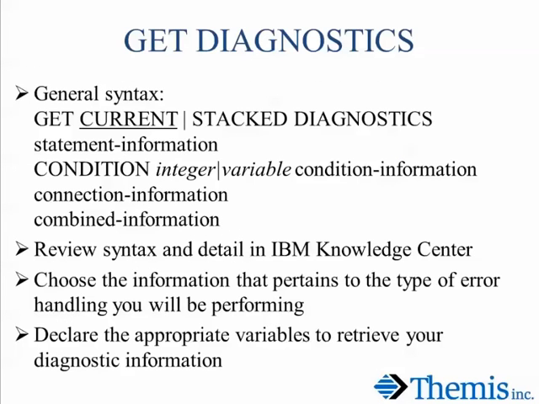Now the key in native SQL of getting detail about the condition that occurred, especially your SQL exceptions, is by using the GET DIAGNOSTICS statement. So with the GET DIAGNOSTICS, we can retrieve 4 different levels of information. We can get statement level information. We can get information about the condition that occurred. We can get information about your connection, and we can get combined information from DB2.